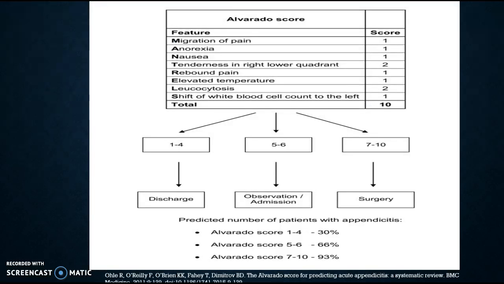So here we have a picture of the Alvarado scale, which, as I said before, shows different features. It lists these features or symptoms and assigns a score. Based on that score, it shows the predicted outcome as shown at the bottom of the picture. If there's a score of 1 to 4, then you would discharge the patient because they probably don't have appendicitis. With a score of 5 to 6, you'd observe them because there's a good chance that they might. And then 7 to 10, recommend that you go straight into surgery.